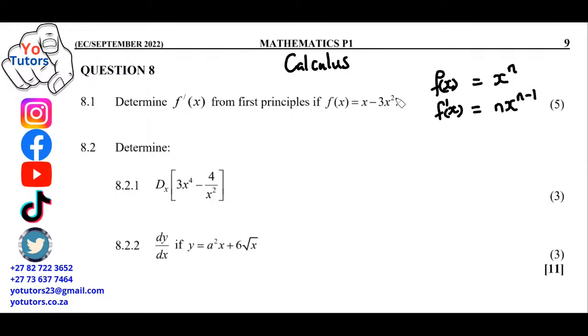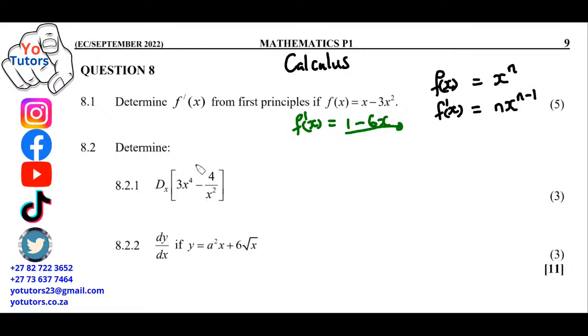So for here, let's just do it here. So f'(x), the answer that we expect here, it's going to be 1 minus 6x. No, 6x only, because 2 minus 1 is going to give us 1. Okay, so that's what we have. So this is the answer that we expect.